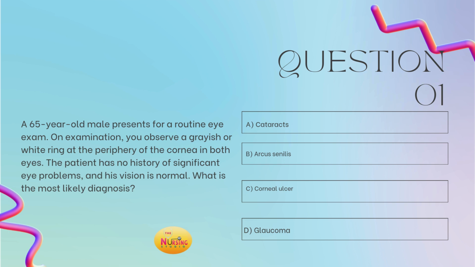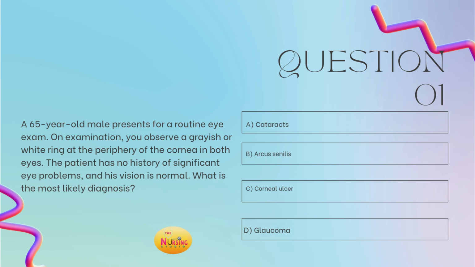Question number one states a 65-year-old male presents for a routine eye exam. On examination, you observe a grayish or white ring at the periphery of the cornea in both eyes. The patient has no history of significant eye problems and his vision is normal. What is the most likely diagnosis? Is it A, cataracts, B, arcus, C, corneal ulcer, or D, glaucoma? Take a moment and tell me what you got in the comments, you guys.